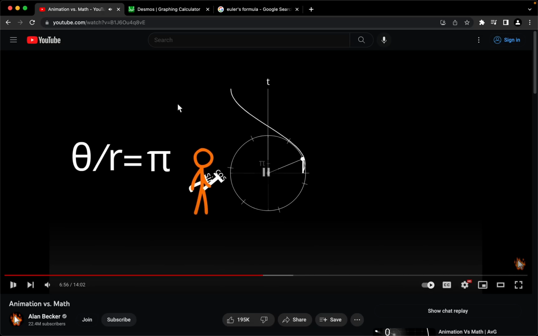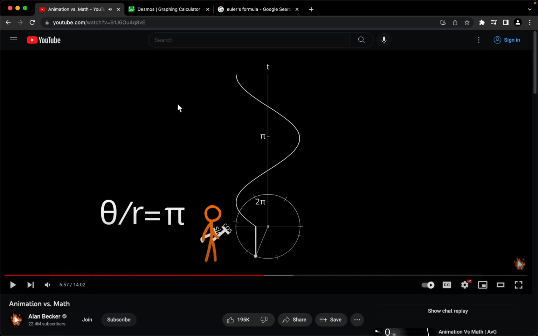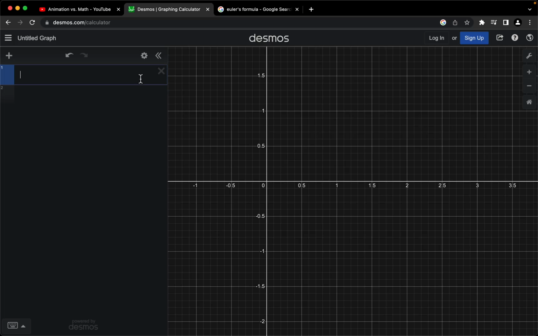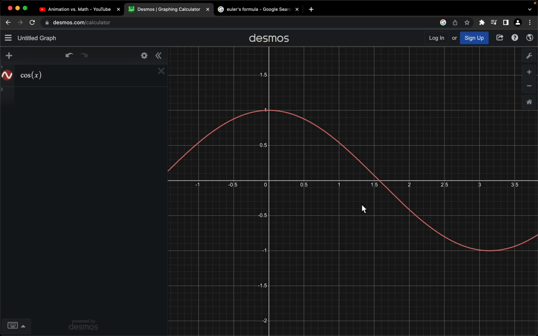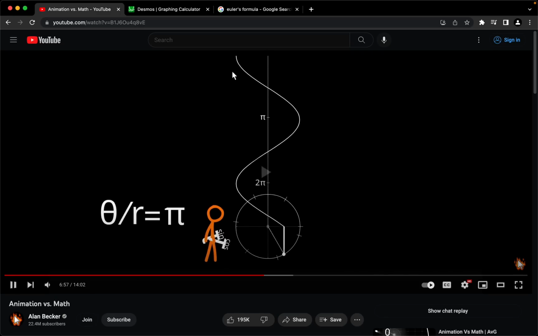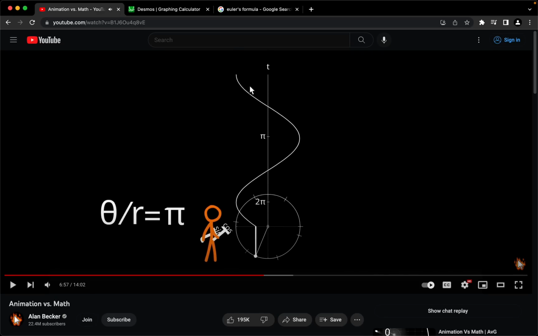Then he starts with cosine. It goes vertical this time for some reason. Cosine of x. Let's see. Yeah, it starts off at 1 when time t equals 0. So, yeah, that's what we see here. Pretty accurate.